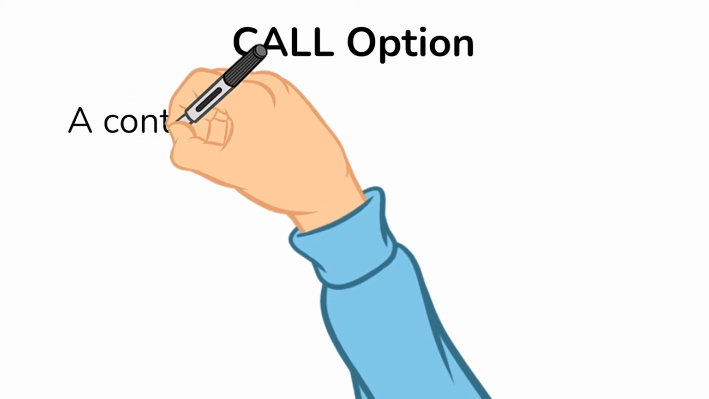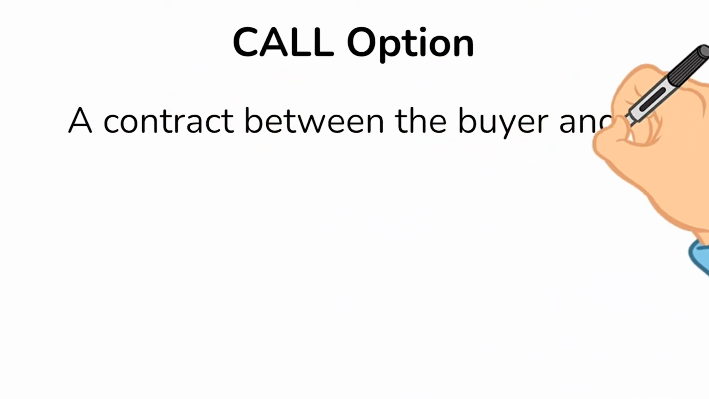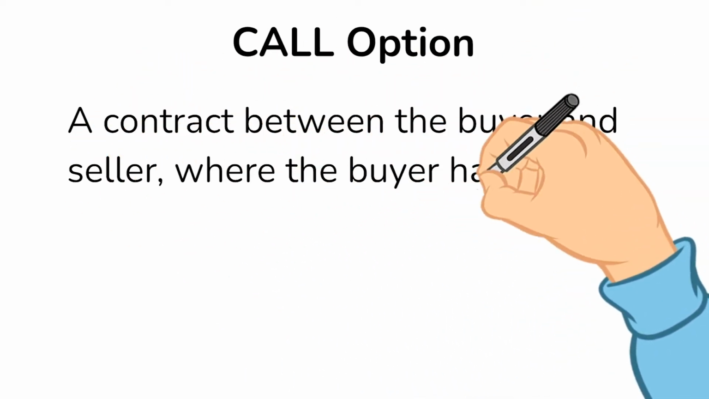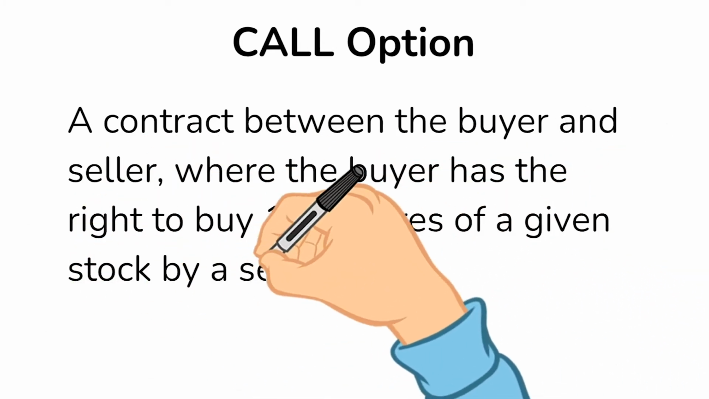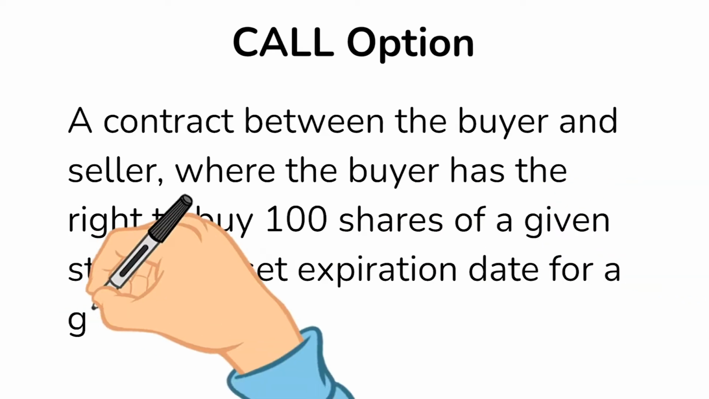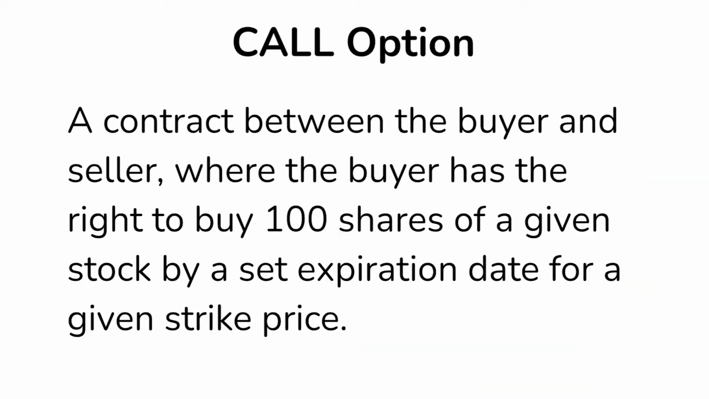So a call option is a contract between the buyer and a seller, where the buyer has the right to buy 100 shares of a given stock by a set expiration for a given strike price. I know that's a lot, so let me break down the definition.